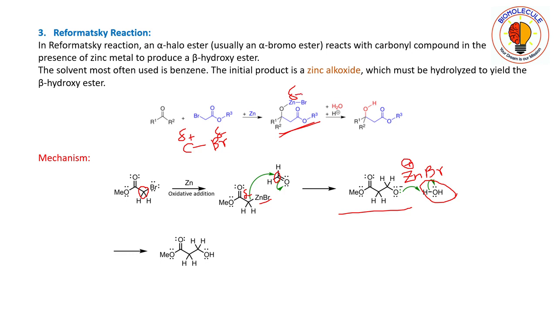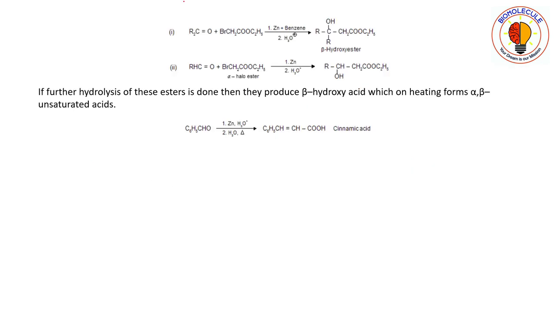Zn will have delta plus charge and oxygen will have delta minus charge, so it has a tendency to take up the proton. It will take the proton from the water molecule and give you the final product, that is beta hydroxy ester. So you are getting beta hydroxy ester. So you see over here, these are a few examples.